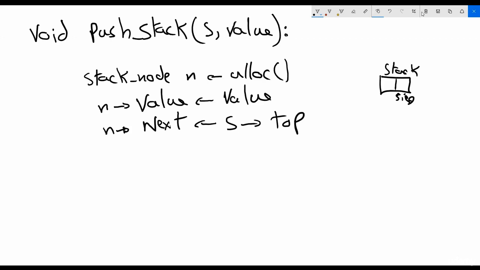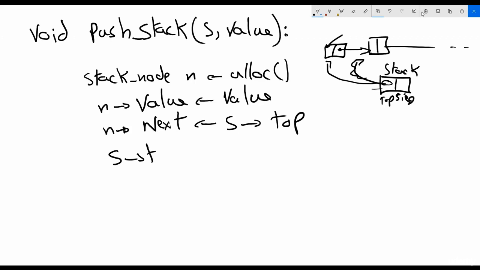So we said that if our top was pointing to some node here, which is pointing to a bunch of others, and we want to add another node, then the first thing that we would do is fill the value of the new node, and then we would make the next of the new node equal the content of the top. So it points to the same place. Okay? And then finally we have to update the stack top to point to the newly created node. So that's S top would equal N.